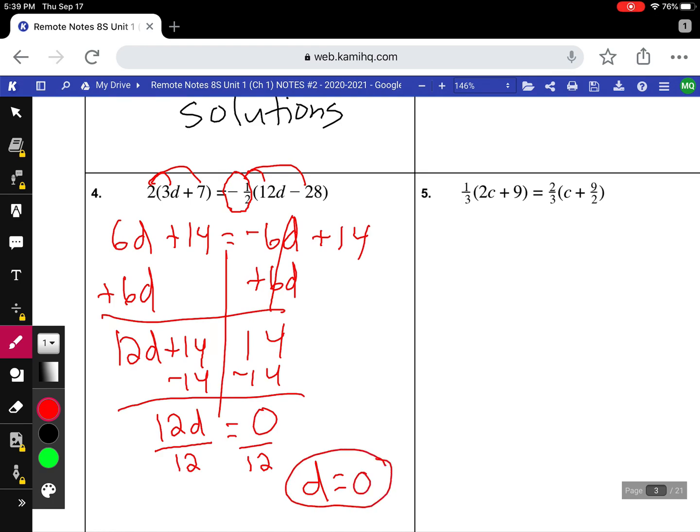So this is a case where we actually just have one solution, and it is, in fact, 0. Okay? Don't confuse that with no solution or infinite number of solutions. You can get 0 as an answer. Okay? I'm going to leave number 5 for you. Do on your own. And I will check.